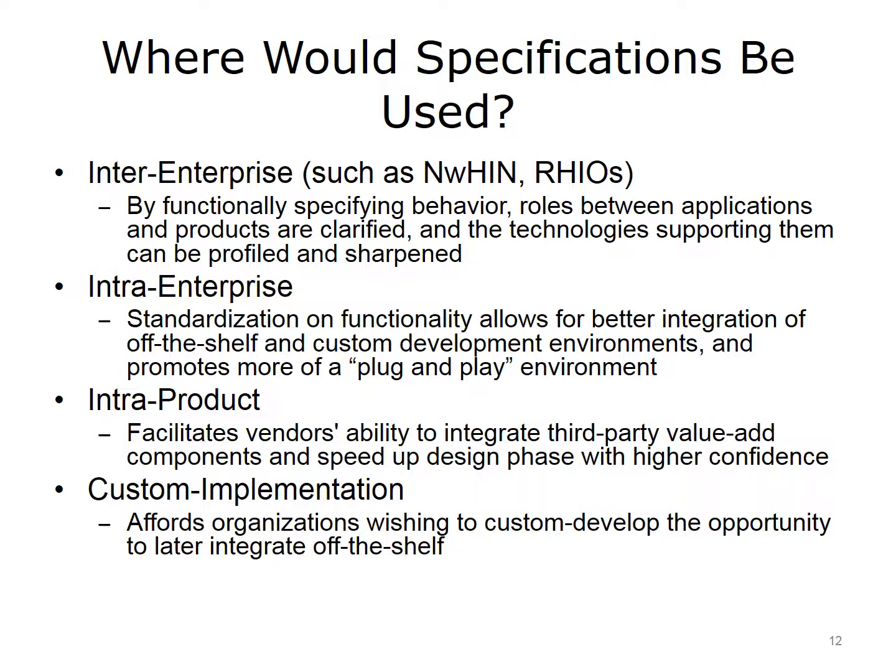Ambiguity in identifying the patient locally and regionally is particularly important. These specifications would be necessary parts of enterprise and product applications such as inter-enterprise, such as NHIN and RIOS. By functionally specifying behavior, roles between applications and products are clarified, and the technologies supporting them can be profiled and sharpened. Intra-enterprise: standardization on functionality allows for better integration of off-the-shelf and custom development environments and promotes more of a plug-and-play environment. Intra-product: this facilitates vendors' ability to integrate third-party value-add components and speed up the design phase with higher confidence. Custom implementation affords organizations wishing to custom develop the opportunity to later integrate off-the-shelf.